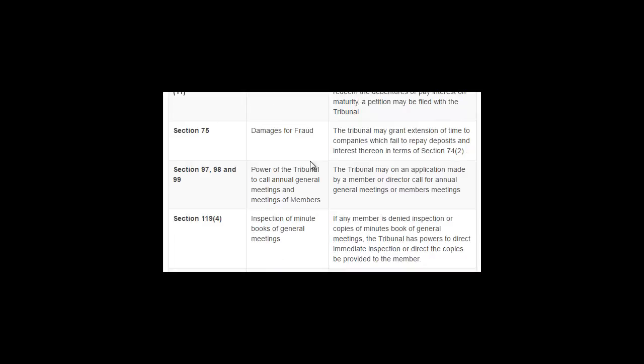Now let's quickly get on to sections 97, 98 and 99, which talk about the power of the tribunal to call an annual general meeting and meeting of members. The tribunal may, on any application filed by any person, member or director, call for an AGM or members meeting. Any person, member or director may call for an AGM or members meeting by these sections, but it can only be done through a legal application filed with the NCLT.